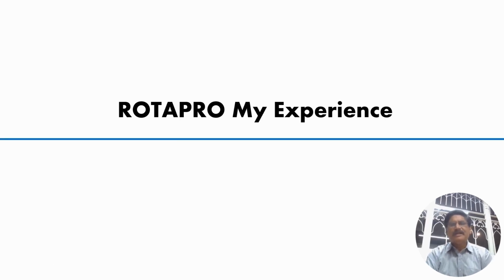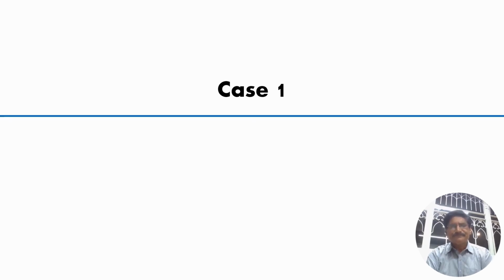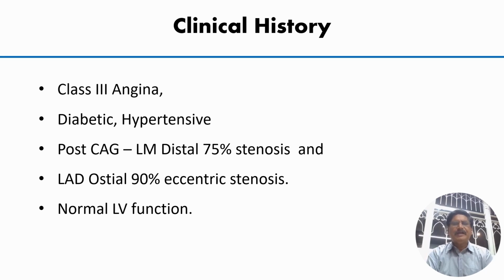Then I will give two representative cases of my rota experience, and how it made complex lesions easy. Case 1 is a 56-year-old male with class 3 angina having risk factors of diabetes and hypertension. Post angiogram, the patient has a left main distal 75% stenosis and a complex bend with ostial 90% eccentric stenosis, heavily calcified, with good LV function.